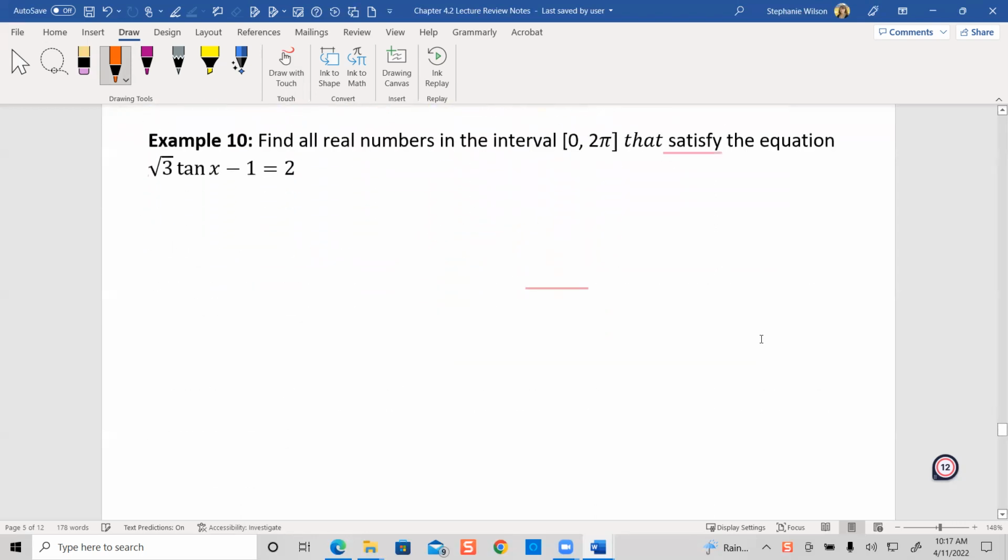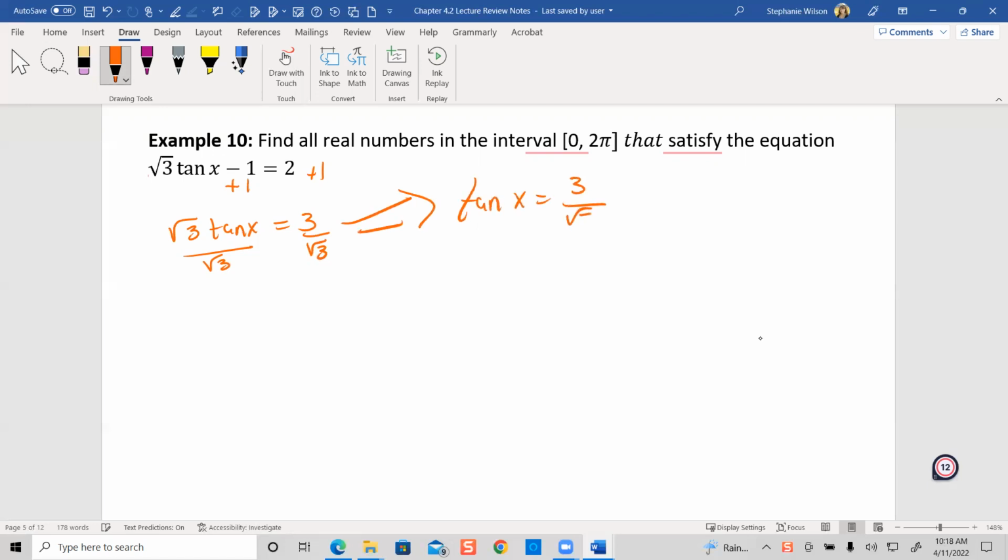Okay, number 10 says find all the real numbers on the interval of 0 to 2 pi that satisfy the equation. So we're in radians now. Make sure whenever you work these, whatever you're in, degrees or radians, is what your calculator's in. So I'm going to solve for tangent x. I have to add the 1 to both sides, and since the square root of 3 has been multiplied, I'm going to divide it. So now I got tangent x is equal to 3 square root of 3.